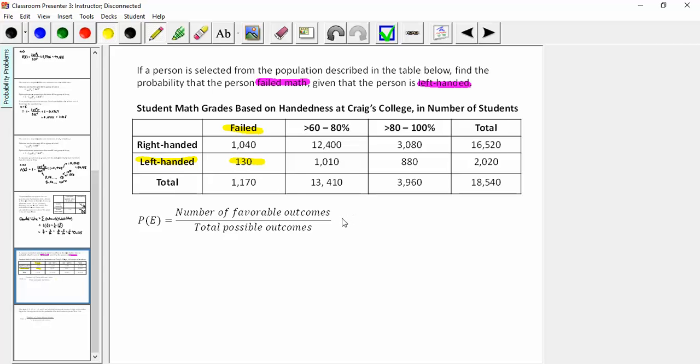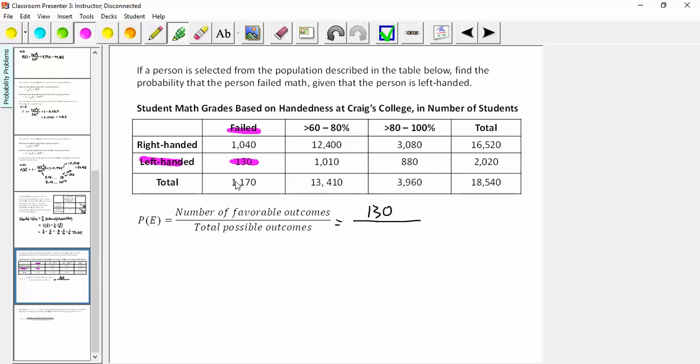So there are 130 people. Get it right, Craig. There's 130 who were interested. Those are the ones who failed. Oh, I killed everything, didn't I? Yep. The question is, though, failed, left-handed, 130. Which of these totals do I use?